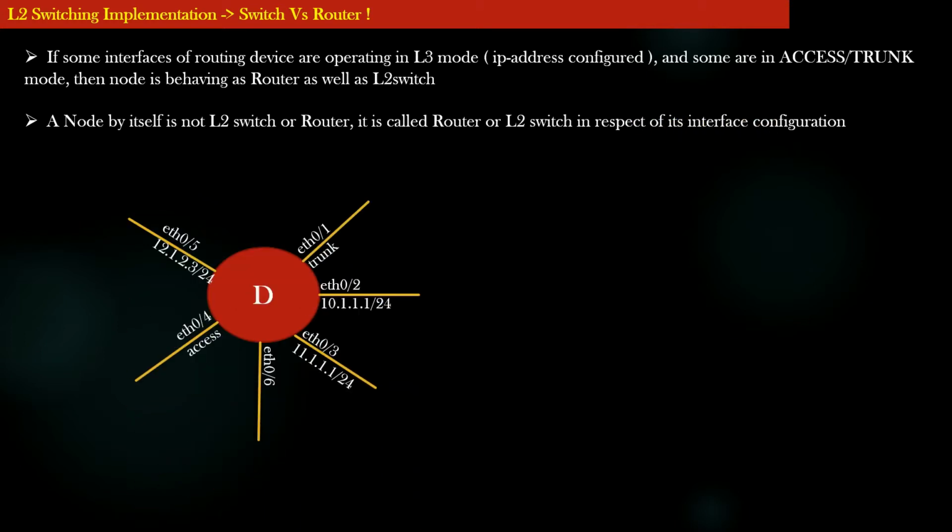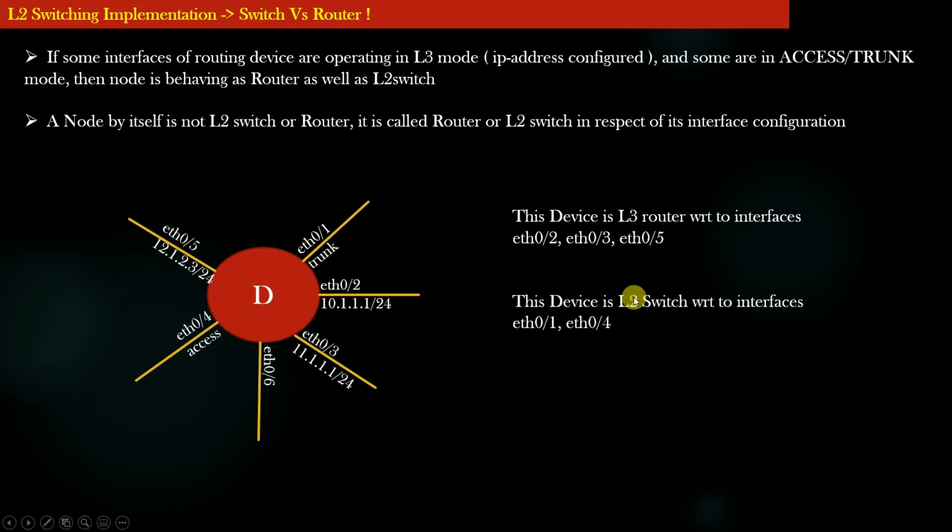For example, in this diagram you can see that suppose I have a routing device, and you can see that it has multiple interfaces. This routing device is an L3 router with respect to interfaces Ethernet 0/2, Ethernet 0/3 and Ethernet 0/5. The reason being that these interfaces are configured with IP addresses, right? So it simply means that this particular device is an L3 router with respect to these interfaces.